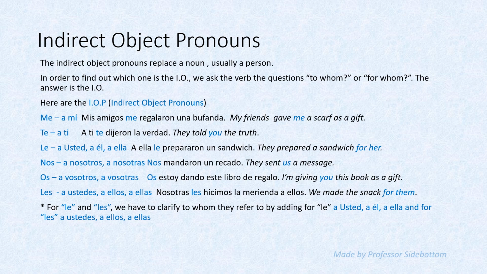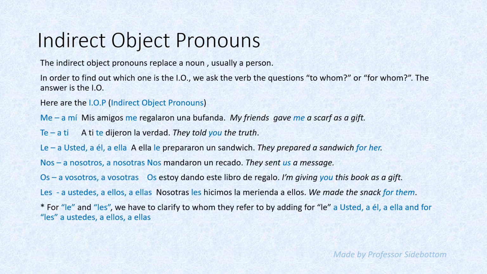Me corresponds to a mí, te corresponds to a ti, le can be either for a usted, a él or a ella. Nos corresponds to a nosotros or a nosotras, os to a vosotros, a vosotras, and les can correspond to either a ustedes, a ellos or a ellas. For le and les, we have to clarify to whom they refer by adding for le a usted or a él or a ella, and for les a ustedes, a ellos or a ellas.